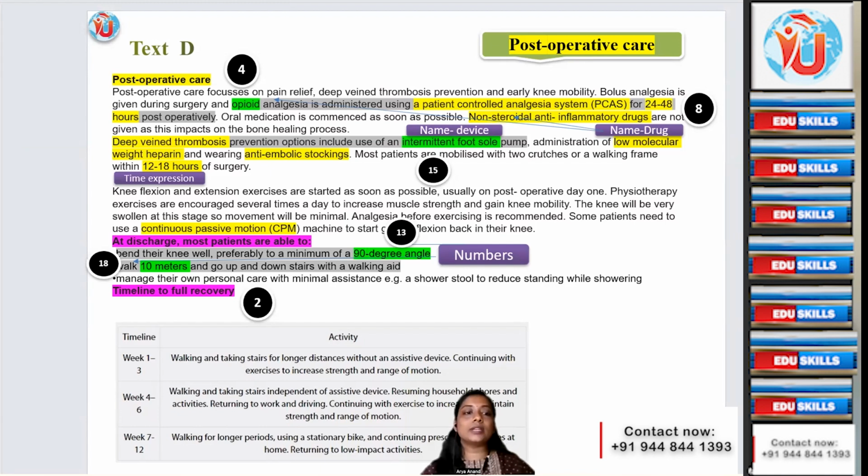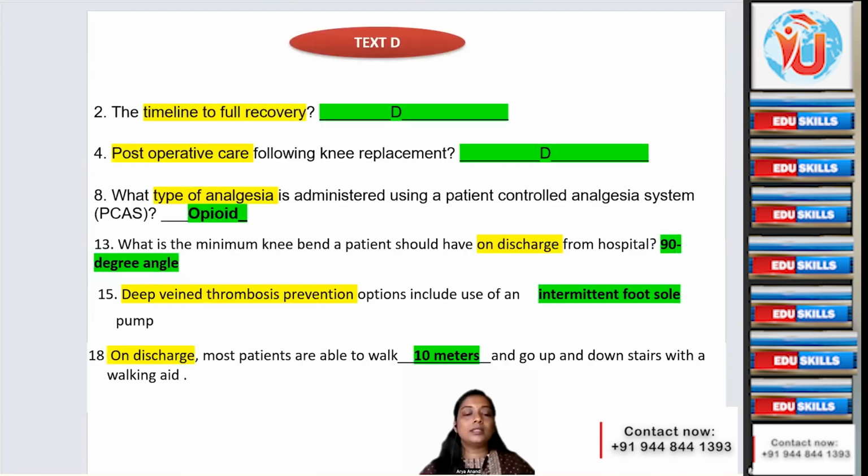Okay, don't make mistakes. The last one, on discharge. In text it is at discharge. At most discharge, patients are able to walk dash and go up and down stairs with a walking aid. That means your 10 meters. 10 meters. Yeah, that's it.